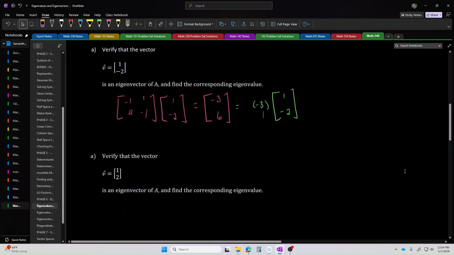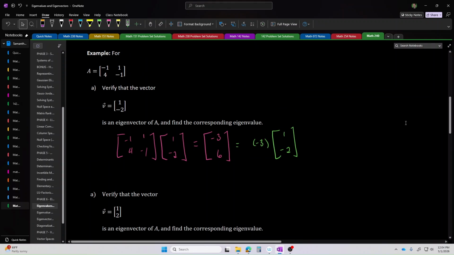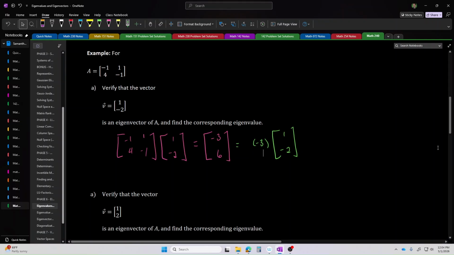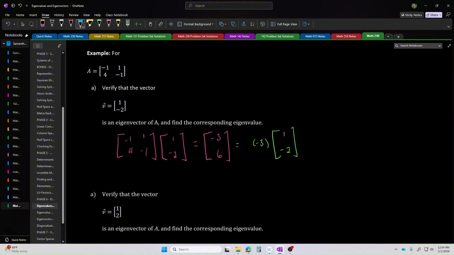So as a result, we can say that this is an eigenvector of our matrix because this vector was scaled by the action of the matrix. And not only that, we can also say that the corresponding eigenvalue is -3.